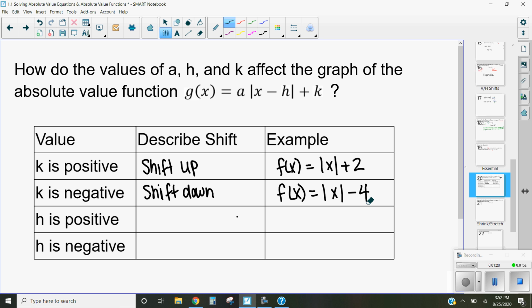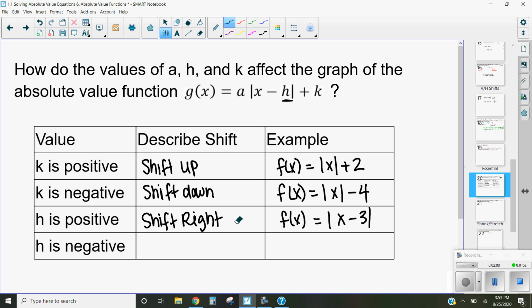How h affects it is it shifts it left and right. When h is positive, we are going to shift to the right. An example of when h is positive is a function that looks like this: the absolute value of x minus 3. Remember, in our function with the variables, we have the absolute value of x minus h. So for h to be positive, we have a minus a positive number. In this case, we have x minus a positive 3, and that's when it's going to shift to the right.